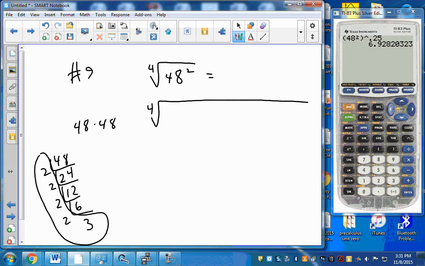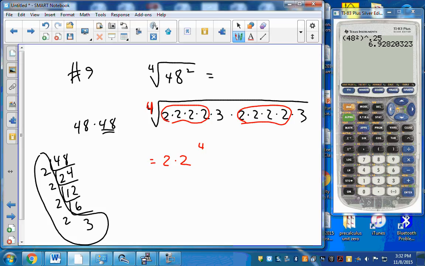So that's 2 by 2 by 2 by 2 by 3. But we have another 48. So we have the same thing, 2 by 2 by 2 by 2 by 3. We're looking for groups of 4. This is a 4th root. There's a group of 4, and there's a group of 4. So each one would come out front. So that's 2 times 2. We're left with the 4th root of 3 times 3. So this is 4 times the 4th root of 9.